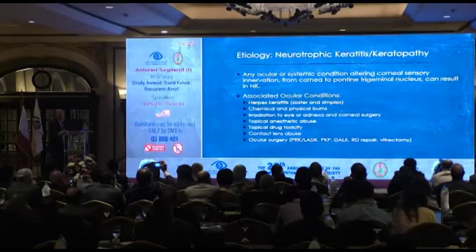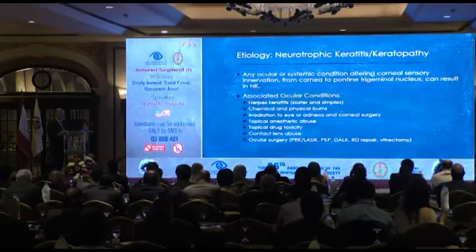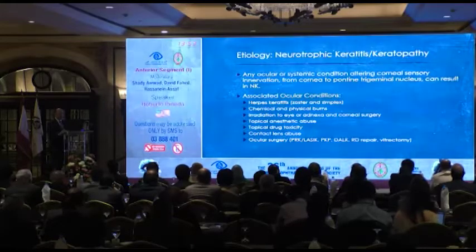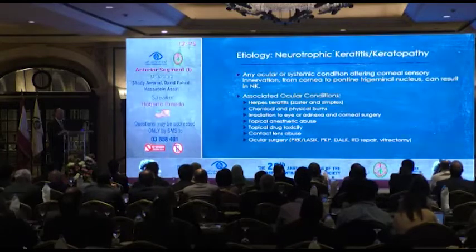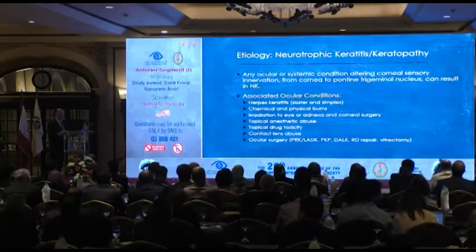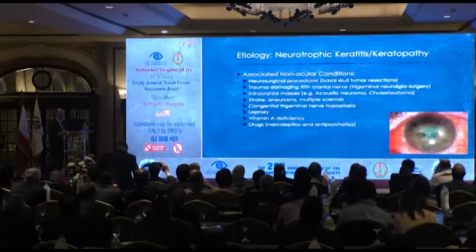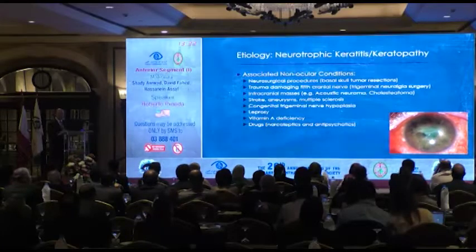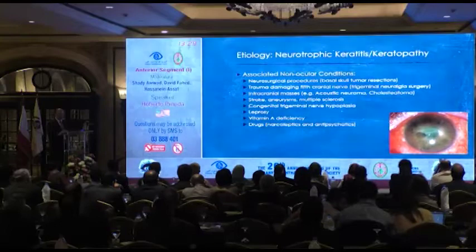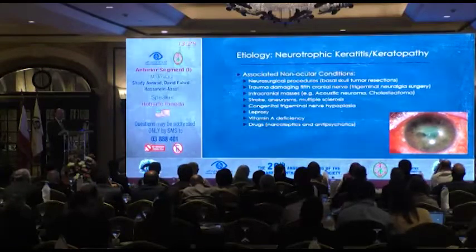The etiology of neurotrophic keratitis basically occurs when there's any alteration in sensory innervation from the cornea to the pontine trigeminal nucleus. Ocular conditions commonly associated with neurotrophic keratitis include herpetic keratitis, but also chemical and radiation injury, anesthetic abuse and drug toxicity, as well as ocular surgery. Non-ocular conditions which create neurotrophic keratitis include neurosurgical procedures such as skull-base tumor resections, intracranial masses, trauma to the fifth cranial nerve, such as trigeminal neuralgia surgery, as well as strokes, leprosy, vitamin A deficiency, and various drugs.